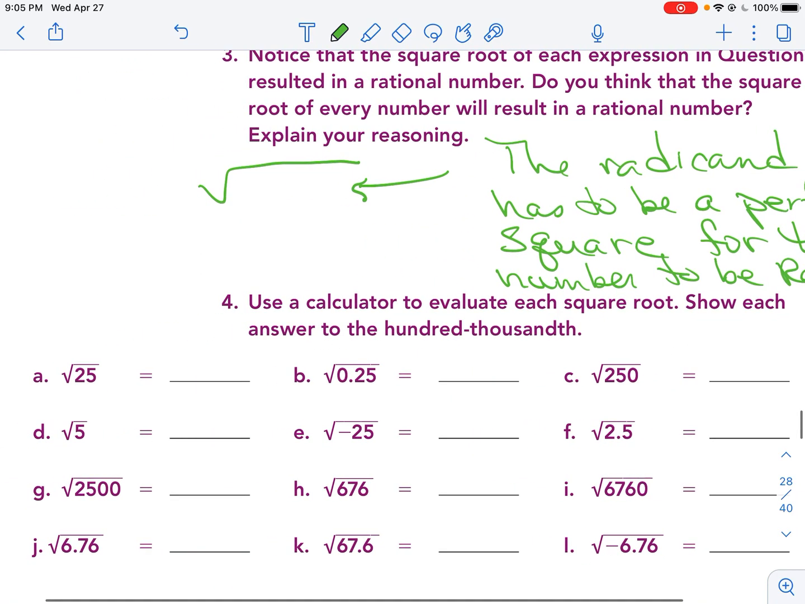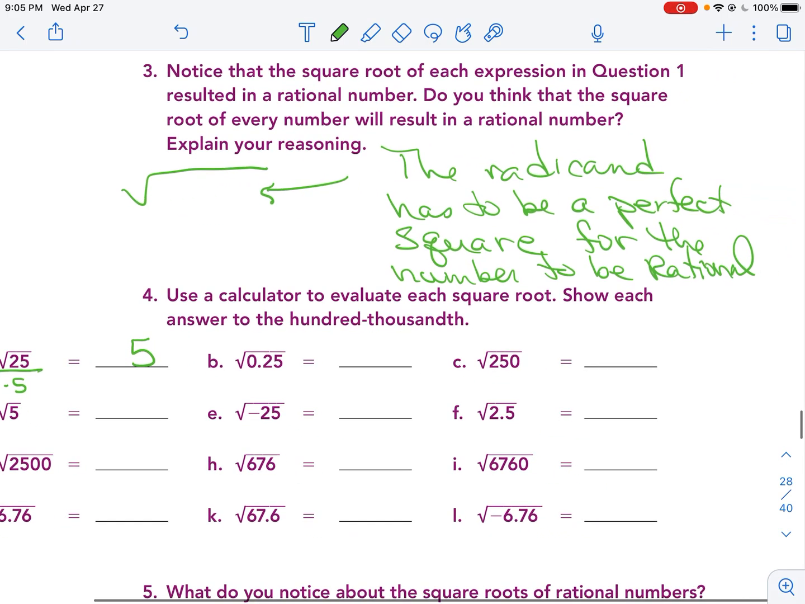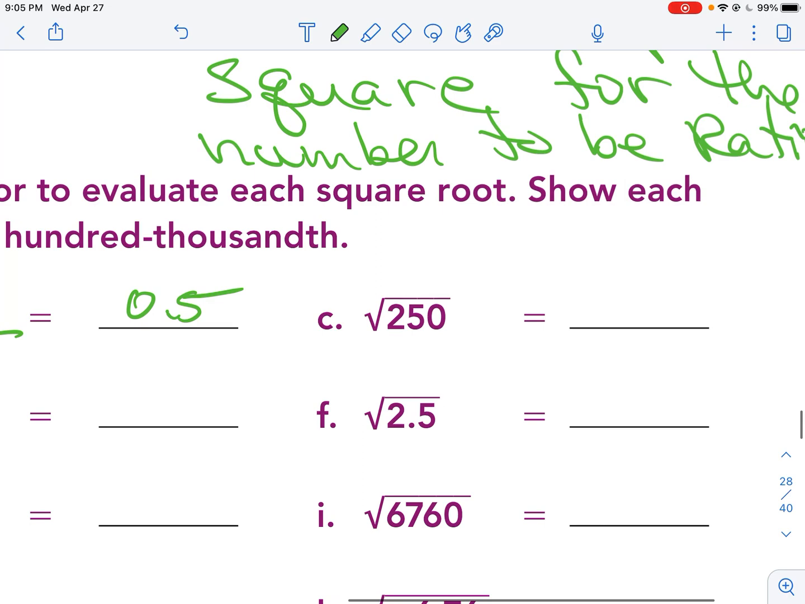Now, notice how I didn't say it has to be a whole number under there. Okay? So what times itself gets 25? Well, 5 times 5 is 25. So now look at this. This one, oh, I'm sorry. Use a calculator to evaluate the square root. Okay, so if I looked at this, 25 is 5 times 5. Well, in order to get 0.25, it would be 0.5 times 0.5. So 0.5 is my answer. Now, if you look at this, this is the same thing as saying 25 times 10.